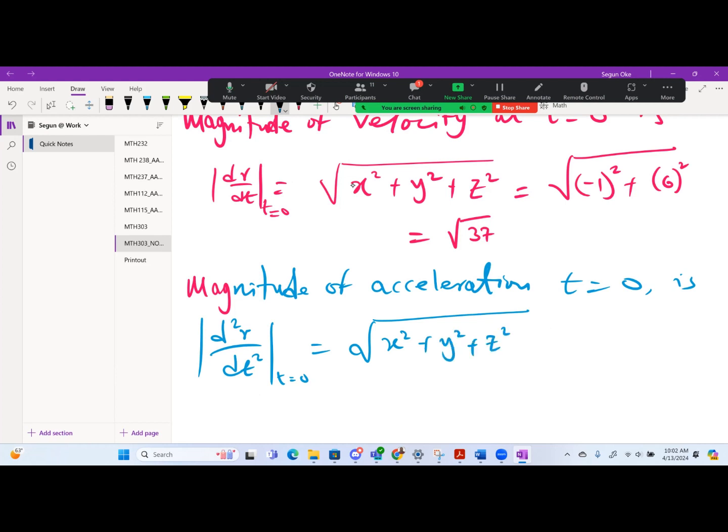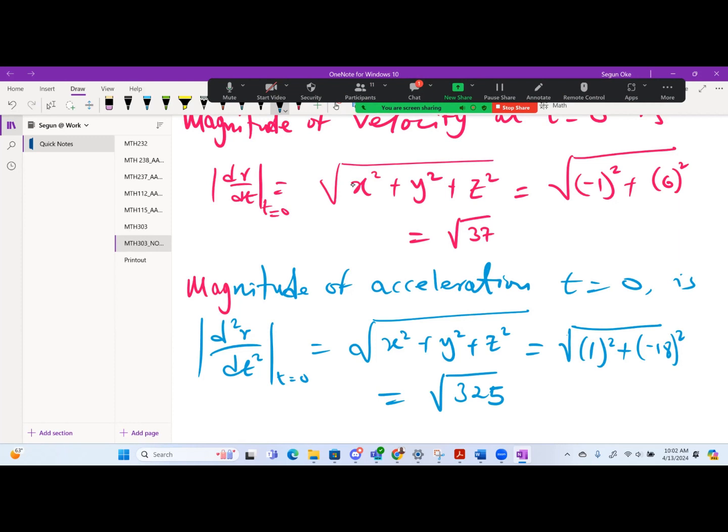Some of you lose marks because you don't write the formula. Because you know it, you just go to the solution. Don't do that. Write the formula you are working with, so that the examiner that is giving you grade will know you know what you are doing. So the second one will give us what? 1 squared plus minus 18 squared. So at the end of the day, we have it to be the square root of 325.